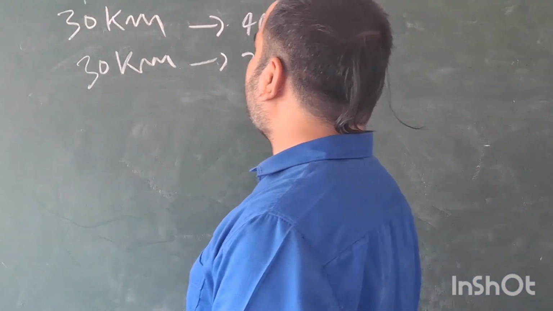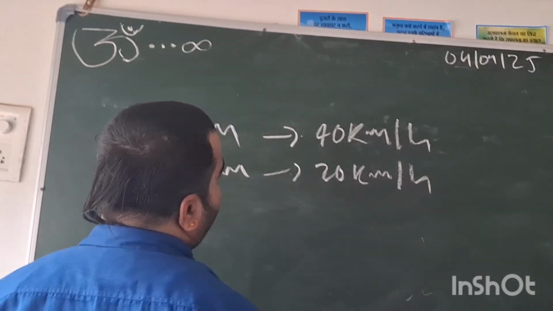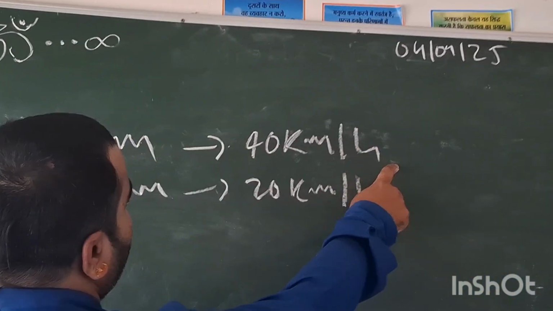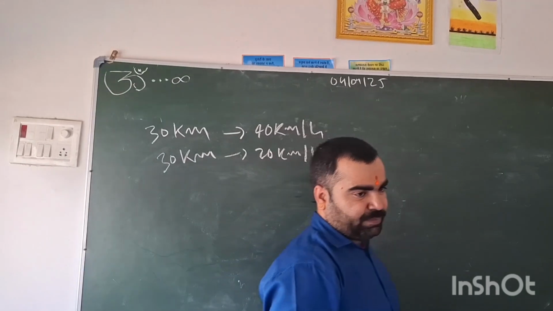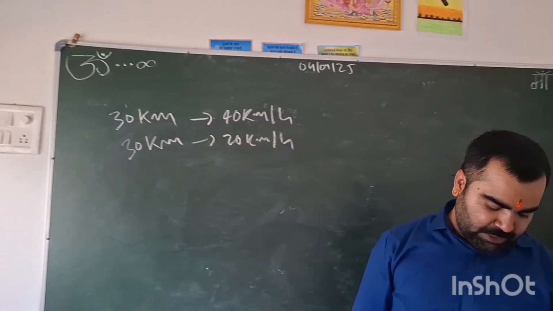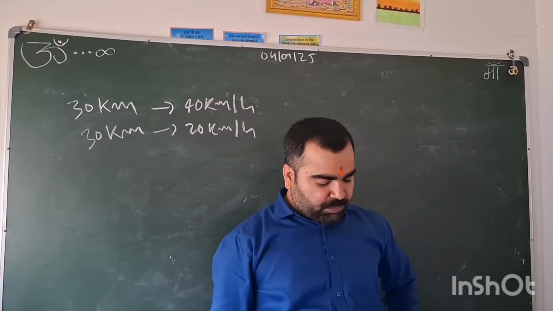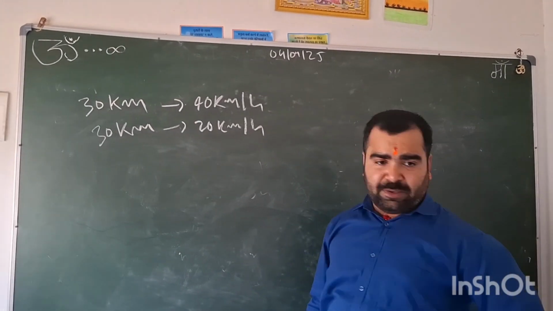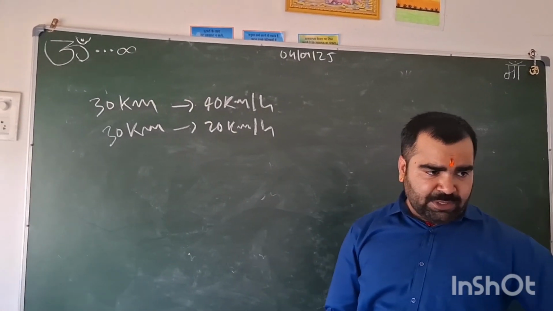So can we just summarize it in 1 hour, in 40 km per hour, right? So what will you do? How will you solve it? Tell me. Speed is equal to distance by time. So distance and speed are given, time is not given. So can we summarize it?